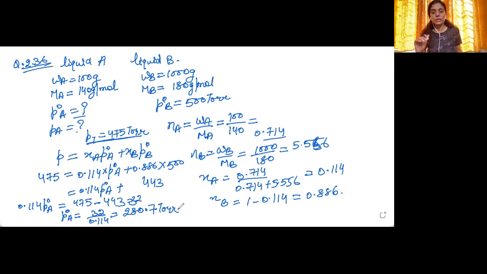Now we need to find out PA also. PA is equal to XA into P naught A. So the value for XA is 0.114 multiplied by 280.7. It is the reverse of this only, it will be 32 again. 0.114 multiplied by 280.7 is coming out to be equal to 32 torr.